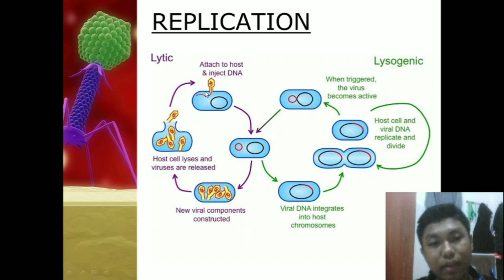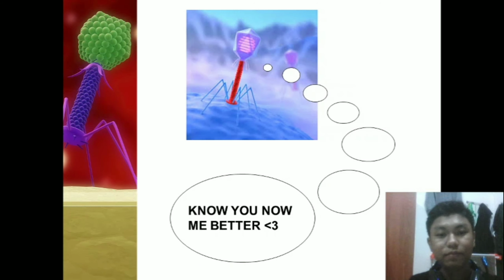So this is lytic, from here to here. Lysogenic starts from here, down the way up, and then boom. That's the replication of virus. And now you know the virus better. Thank you.